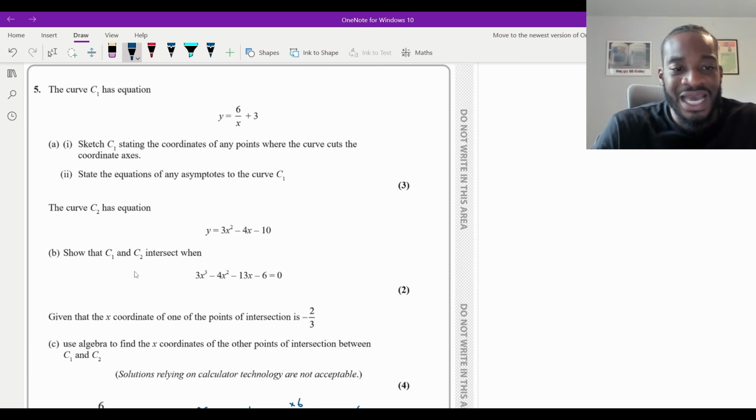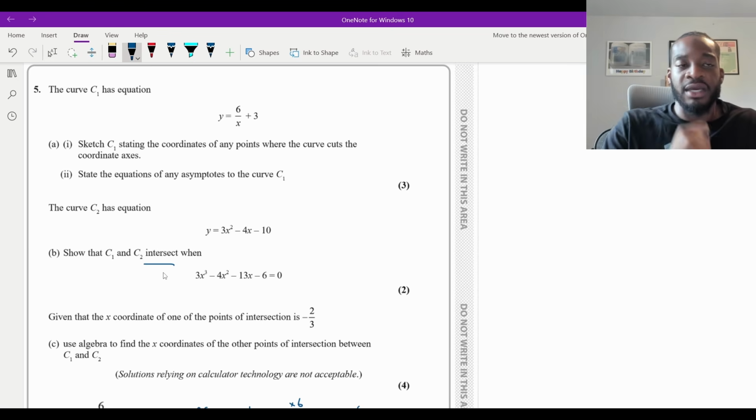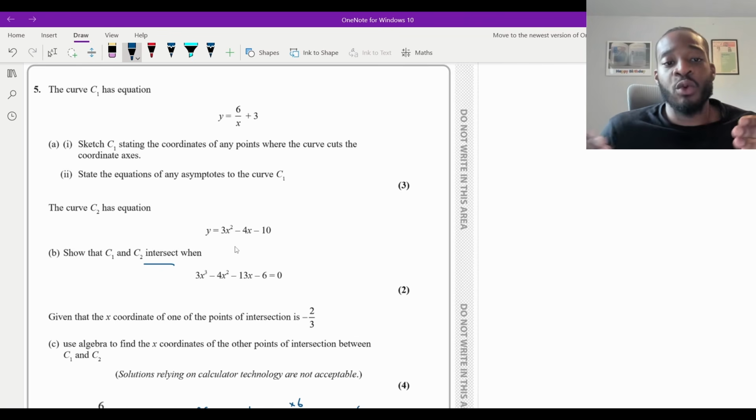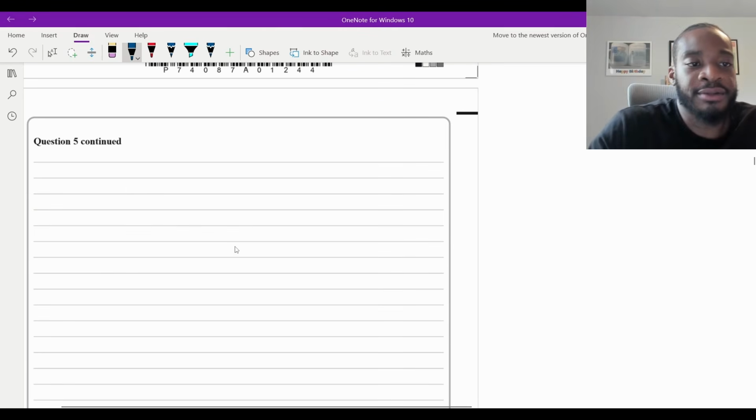Okay, so there's a key word here in my opinion. It's intersect. How do we show two equations intersect? We equate them, don't we? So we have 6 over x plus 3, and we've got 3x squared minus 4x minus 10. If they intersect, then the y's are going to be equal. So we can equate them and then just use algebra to get it in that form. So I'll do it for part B.